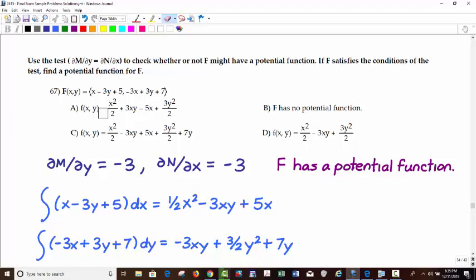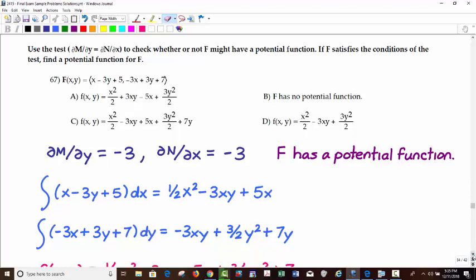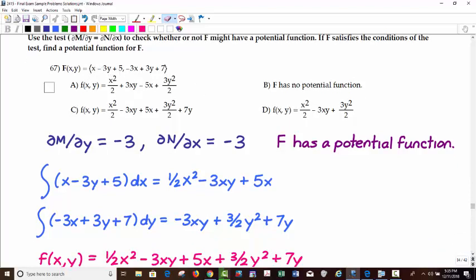So partial m, first start here, with respect to y would be negative 3. The partial of n with respect to x would be negative 3. That means we've got one. So what we do is we integrate the first term with respect to x. That gives me 1/2 x squared minus 3xy plus 5x. Then you integrate the second one with respect to y. So you have minus 3xy plus 3y squared over 2 plus 7y right here.